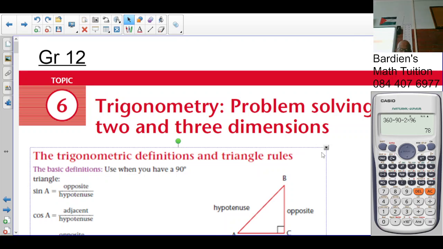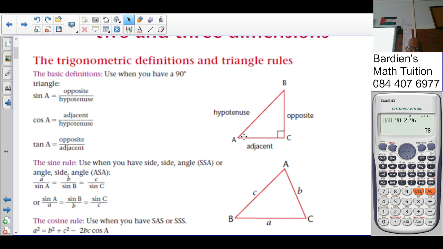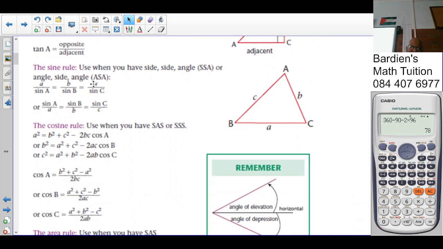So let's try again. Now we're looking at trigonometry problem solving in 2 and 3 dimensions. At this point you refreshed your memory on what sine, cos and tan stand for. Sine, cos and tan are only dealt with in right angle triangles. If it's for angle A, that is your opposite. If it's angle B, that is your opposite. However, your hypotenuse remains your hypotenuse.